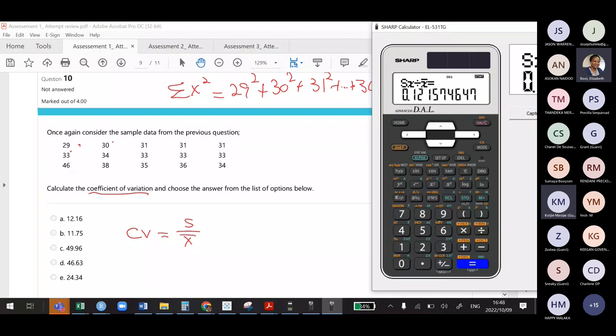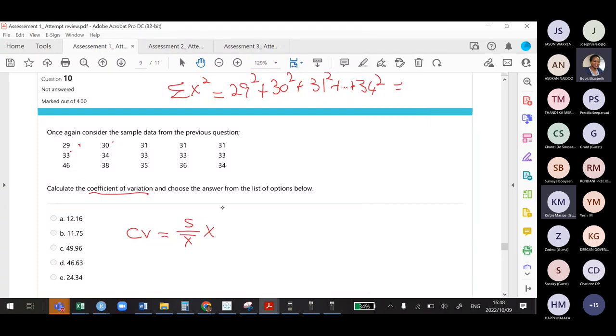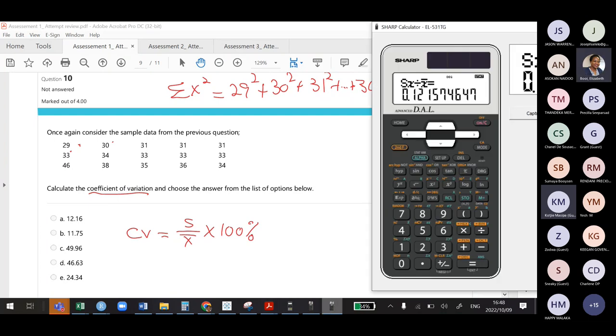0.12. But remember the coefficient of variation, what I forgot to do here, is multiply by 100. It's always multiply by 100. And it is 12.16, which is option A.